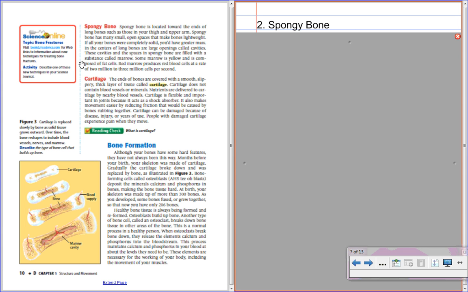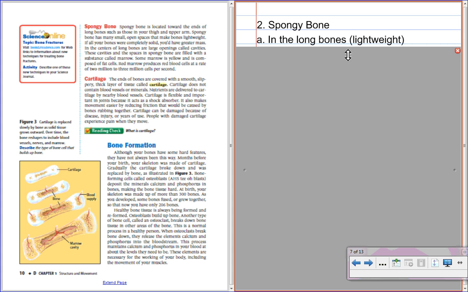Some marrow is yellow and is composed of fat cells. Red marrow produces red blood cells at a rate of 2 million to 3 million per second. Okay, that's amazing. Spongy bone.